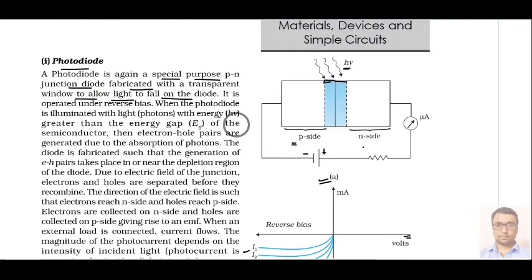Here you can understand that when the photodiode is illuminated with light having energy h nu greater than the energy gap of the semiconductor, electron-hole pairs are generated due to absorption of photons. The diode is fabricated in such a way that the generation of electron-hole pairs takes place in or near the depletion region of the diode. Due to the electric field of the junction, electrons and holes are separated before they recombine.